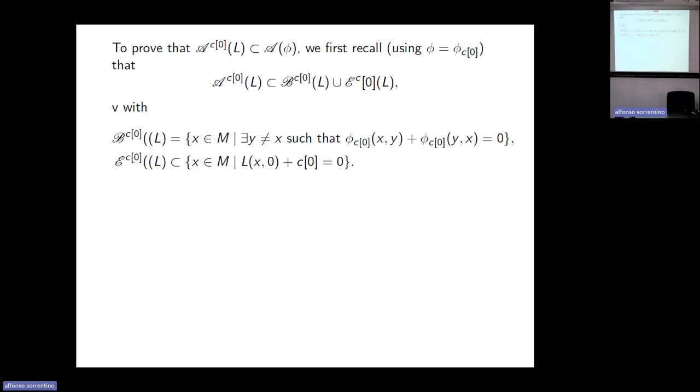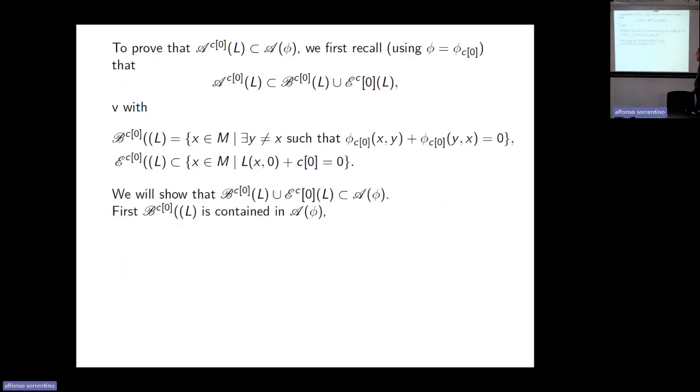Okay, where BC0L is the set of X such that there exists Y different from X such that phi C0 of XY plus phi C0 of YX is 0. And EC0L is the set of X such that L(X,0) plus C0 is equal to 0. So we'll show that the union of these two sets is contained in Fi. That will give us the inclusion.